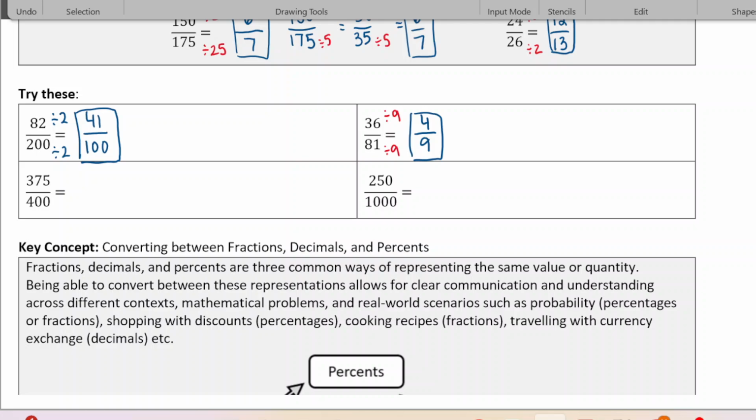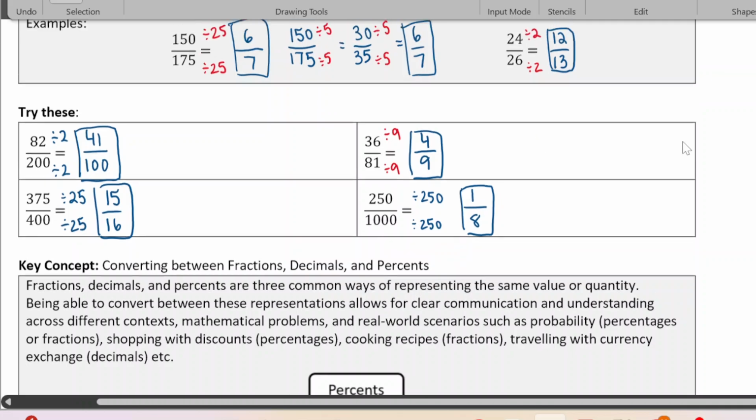So we can stop. 375 and 400, we can divide by 25 here. Just like we did in that first example, we get 15 over 16, and those numbers cannot be divided anymore. And 250 over 1,000, you can actually divide by 250. Now you don't have to do that all in one step. Again, if you divide it by 25, for example, and then you could divide by 10.